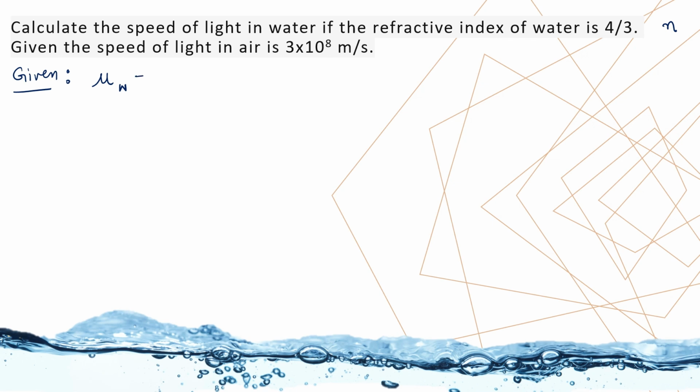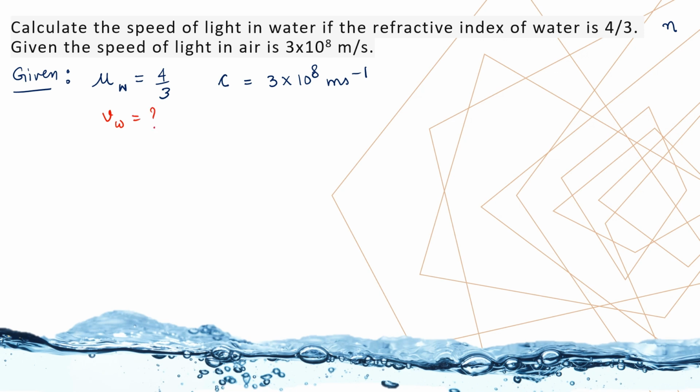4/3. Given speed of light in air. Speed of light in air I am denoting with letter c. And how much is that? 3 into 10 power 8 meter per second. And what are we supposed to find out? We are supposed to find out speed of light in water, which I am denoting as Vw. So this is what we are supposed to find out.